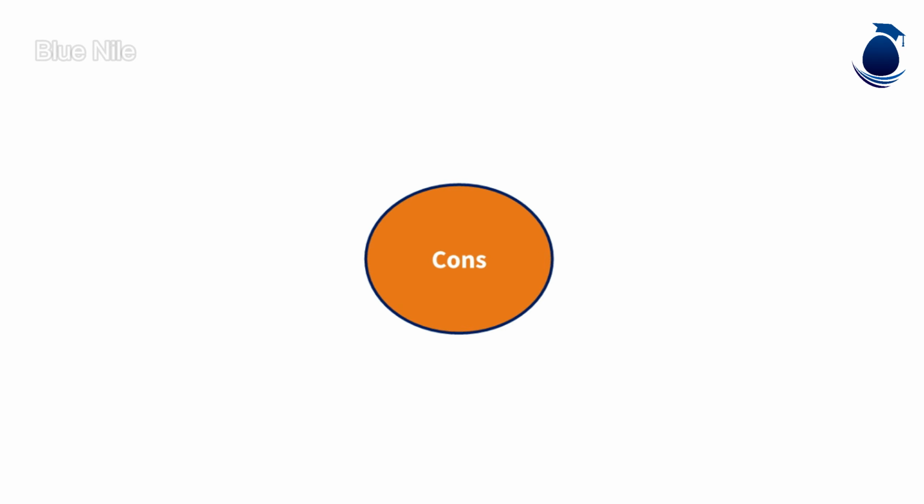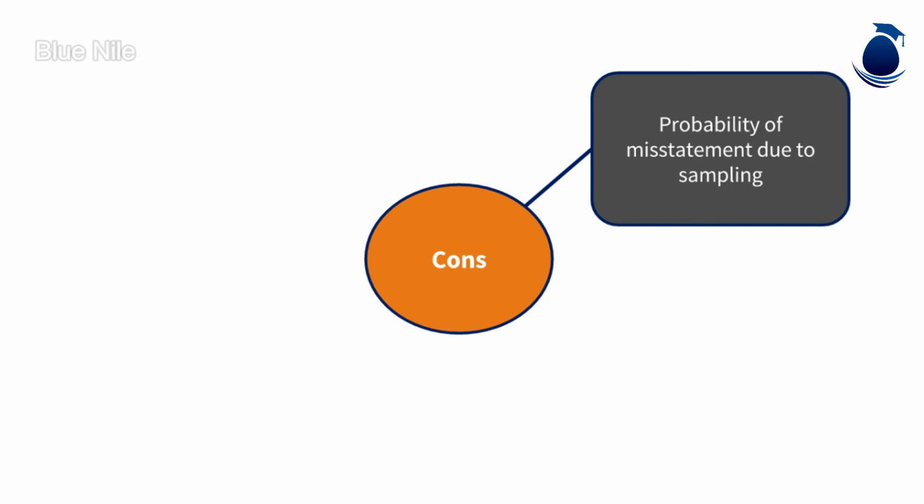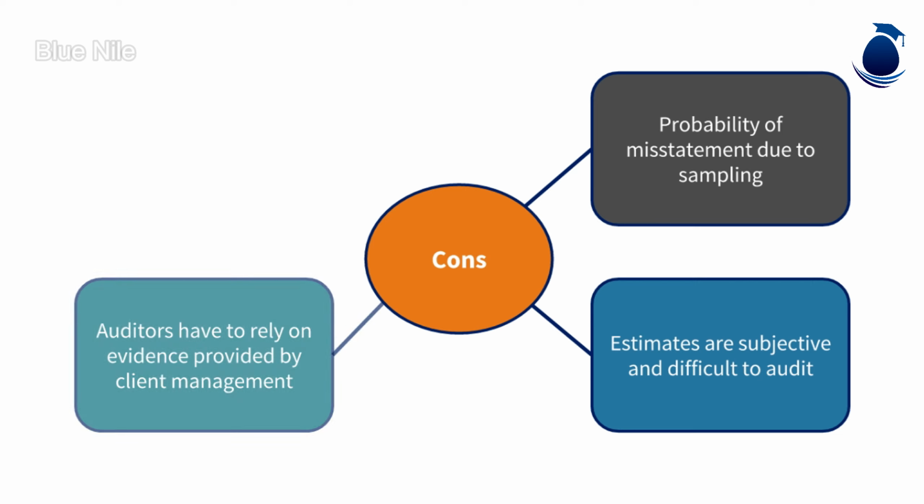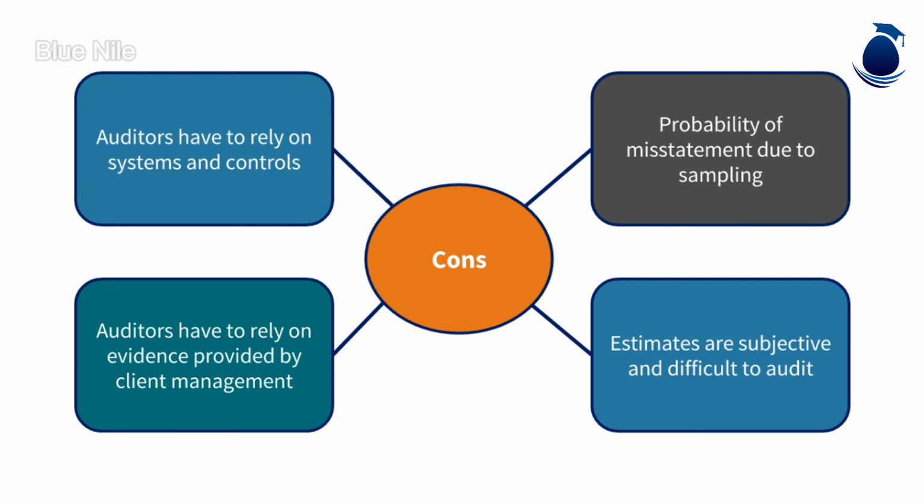The cons. They do not test every transaction, as they have to use a sample basis, so there could be misstatements in transactions that have not been seen by the auditor. Financial statements include estimates which are difficult to audit, as they are subjective and hard to prove. The auditors may have to rely on evidence provided by the client management for some areas, if external evidence cannot be obtained. Systems and controls have their own limitations, and the auditors rely on some information provided by these systems.